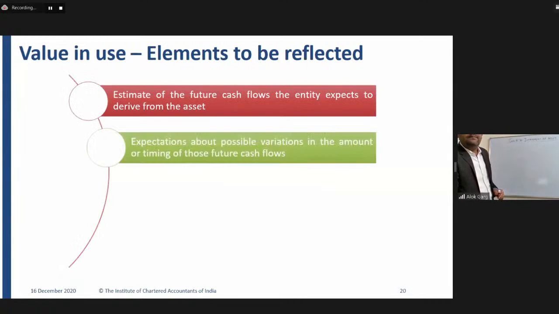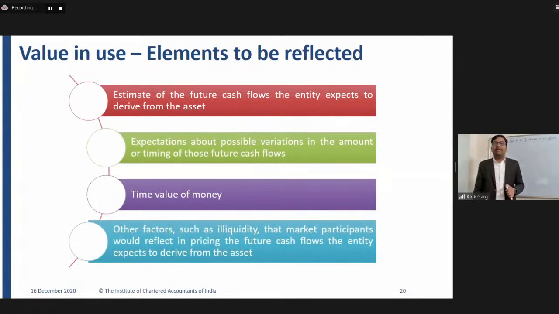Then we discussed what needs to be reflected in your estimate of the future cash flow, which the entity expects from that particular asset, which is the underlying asset for impairment. You need to take cognizance of the future possible variations in the timing of the cash flow. Time value of money is appropriately reflected. And other factors and market circumstances need to be taken into consideration.